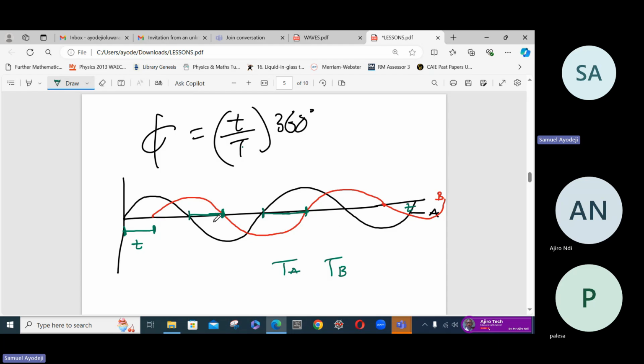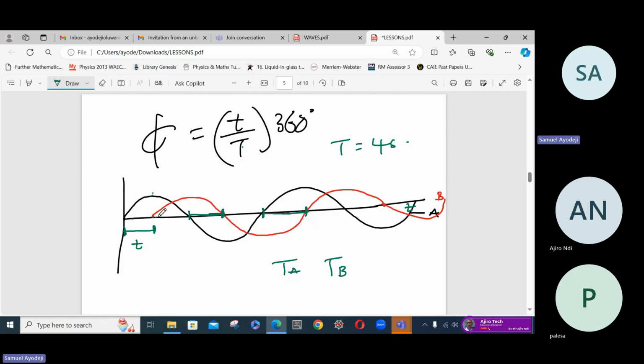Now, that's all. Let me assume I want to calculate the phase difference. It's supposed to give me something like around 90, because this is 90. So I want to get that now. Let me say the period T here is 4 seconds.